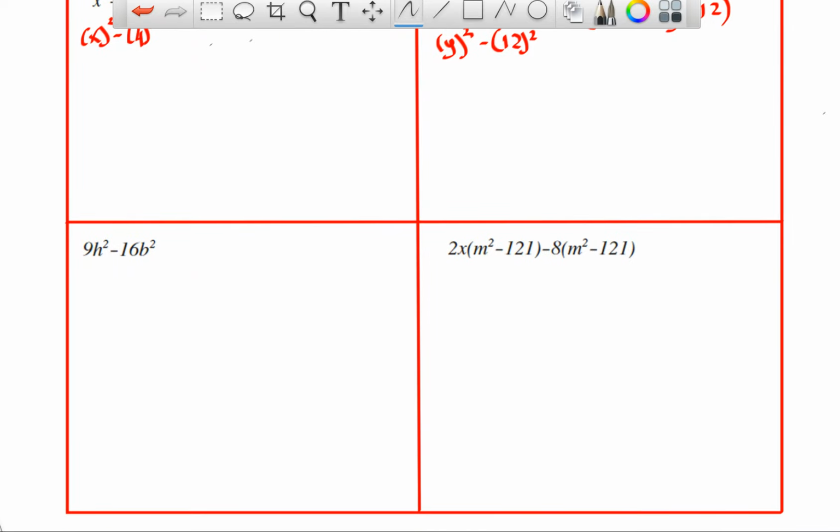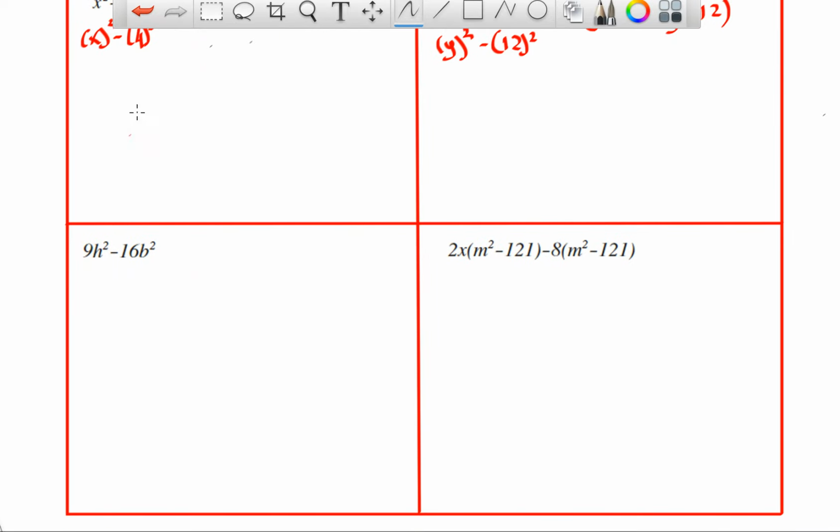Now let's look at something a little more complicated. And this is why I still wrote it x squared minus 4 squared. If I look at 9h squared, 9 is 3 squared, and h squared would be h squared. So 3 squared is 9h squared. So that term matches. So can I write this as a product? Well, the square root of 16 is 4. So now I have the difference of two squares. That means that it is factorable. This would be 3h minus 4b times 3h plus 4b.